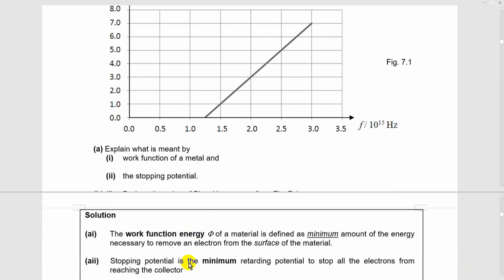And once the electrons are emitted, the opposing voltage needed to stop the electrons from reaching the collector plate is called the stopping potential. Okay, so stopping potential is the minimum retarding potential required to stop all the electrons from reaching the collector.